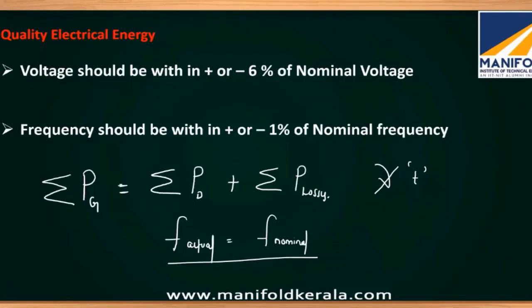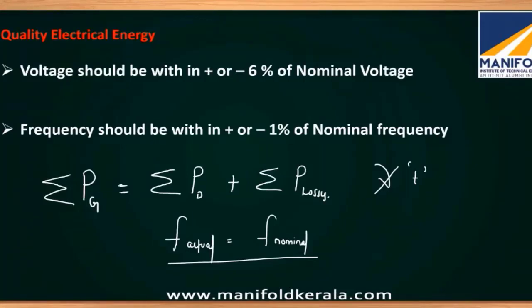So why can't we maintain this one? The problem here is demand is not in our control. Okay, at every instant of time the demand keeps on changing. And we don't know how the demand will change, when which customer will turn on which load. Can we anticipate? We cannot anticipate. Somebody may feel warm, they may switch on the AC, somebody may switch off the motor.